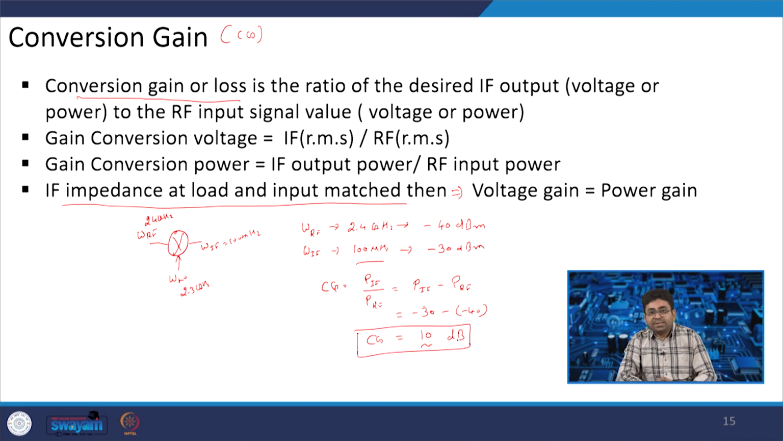If at omega IF, instead of minus 30 dBm, you have less than minus 40, say minus 45, then it is mentioned as conversion loss, CL. So, there might be a conversion gain or conversion loss. This is a very important parameter for a mixer.